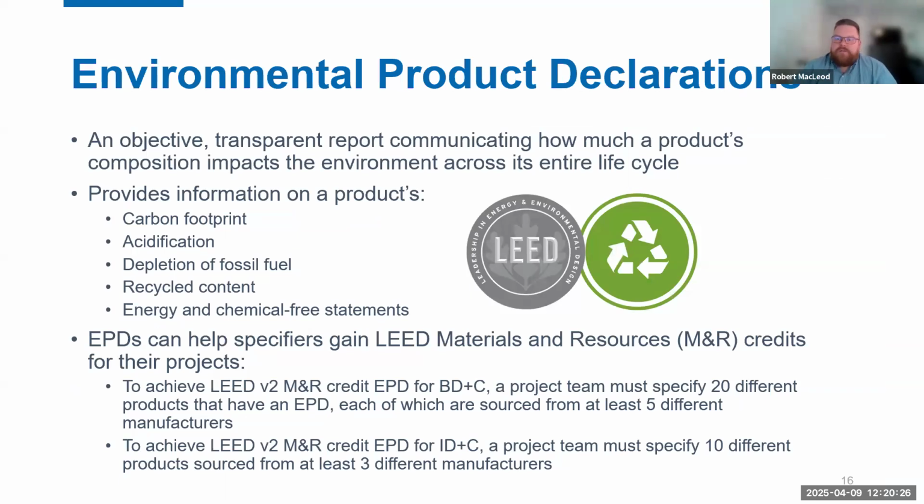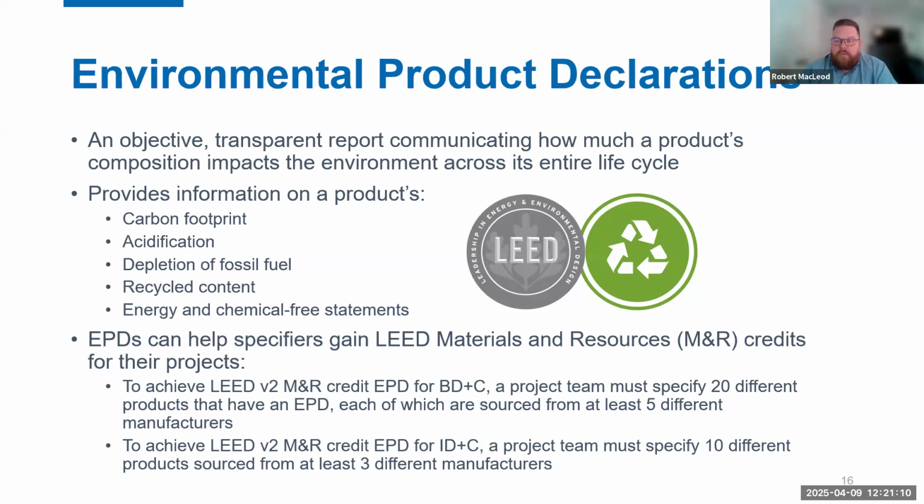An Environmental Product Declaration is an objective, transparent report that communicates how much a product's composition impacts the environment across its entire life cycle. EPDs provide information on a product's carbon footprint, acidification, depletion of fossil fuel, and recycled content, as well as energy and chemical-free statements. An EPD is like a nutrition label for a building product. Instead of identifying the impacts of calories and daily recommended allowances, an EPD identifies the life cycle impacts like global warming, ozone depletion, water and airborne pollution, and greenhouse gas emissions. EPDs are meticulous third-party examinations that offer holistic evidence of a product's drive towards sustainability.